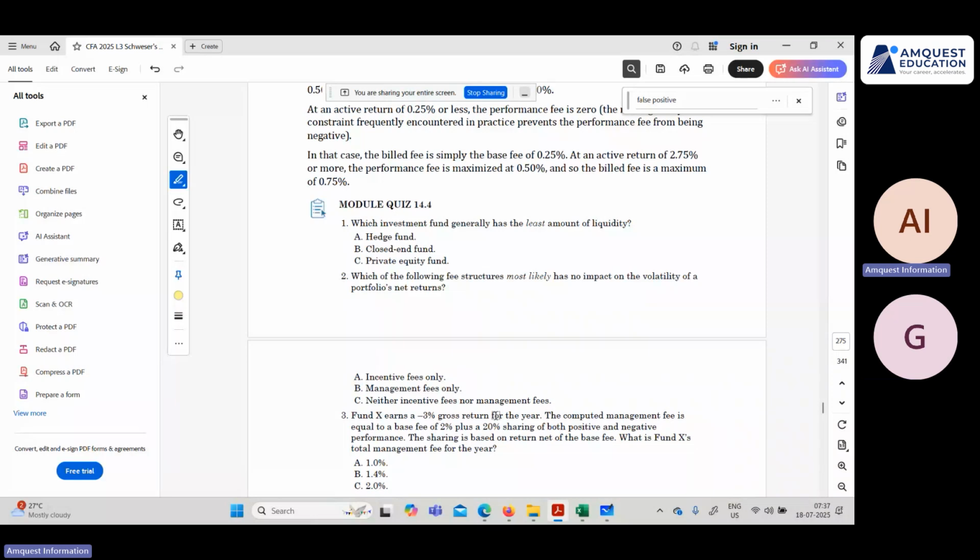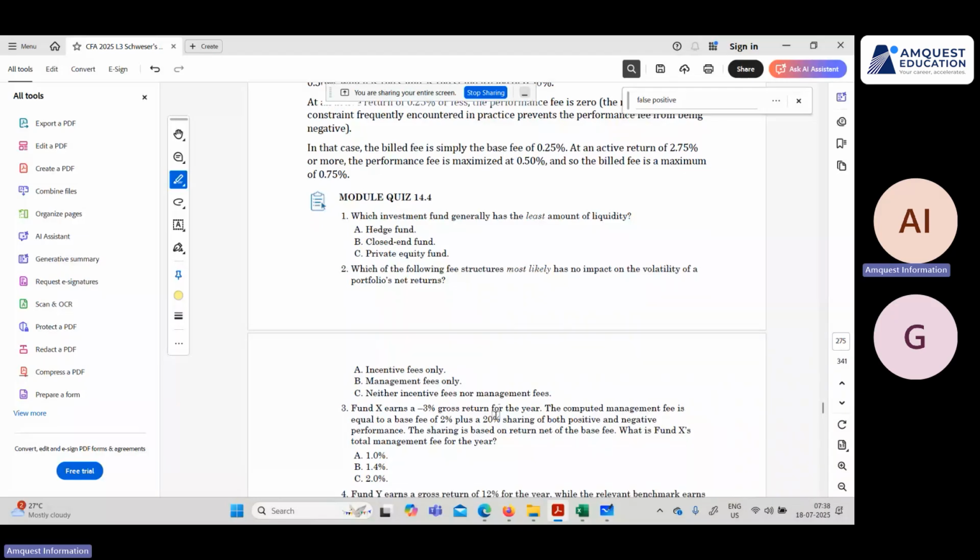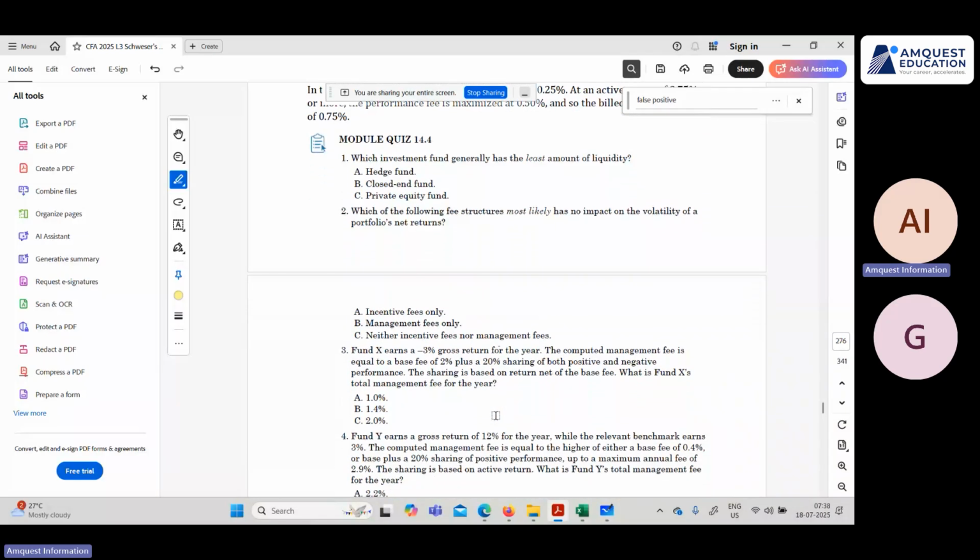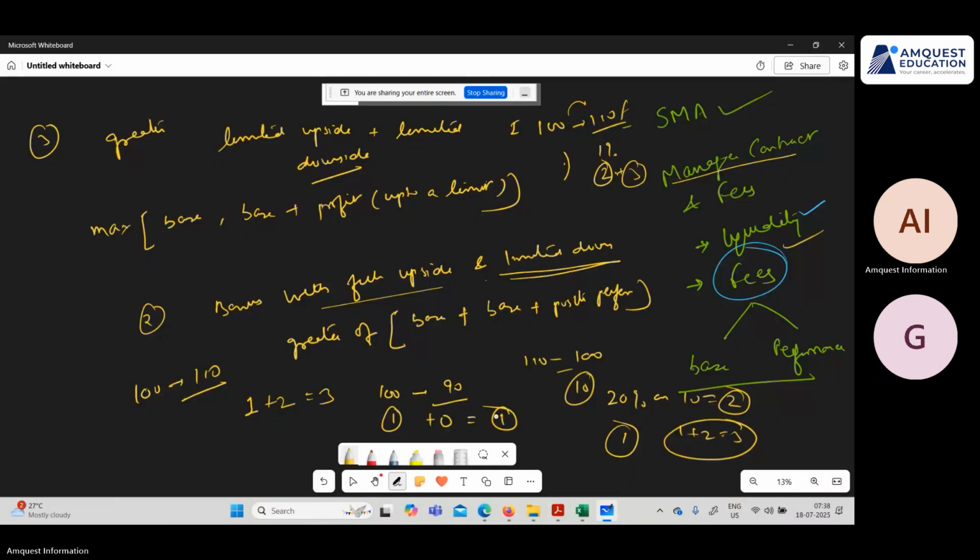Or maybe I didn't understand. Fund X earns a -3% gross return. Oh, -3. Okay. I thought 3. One second. He earns 1%. A. Okay, good. Sure about these things? So you have a similar question? It's fine. You can do it. I know. All right.